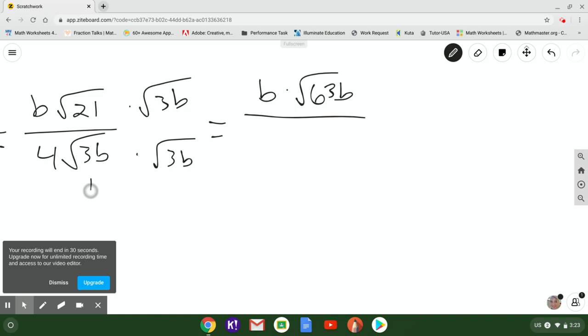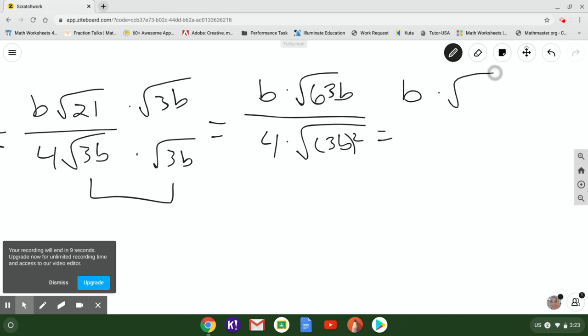And this, you can square root. I'm going to run out of time here. Well, I'll finish this in a second.